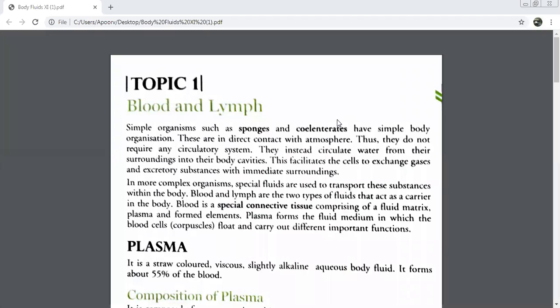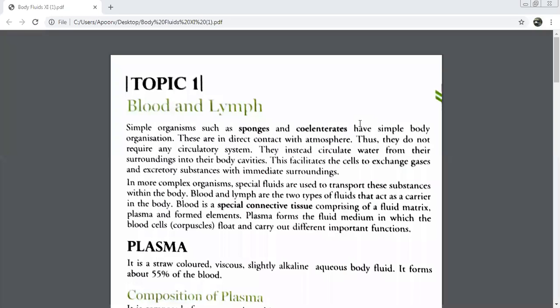Chapter 8 is Cell, the Unit of Life. Yes, ma'am. Okay. Chapter 9 is Biomolecules. No, ma'am. Chapter 10, Cell Cycle and Cell Division. Yes, ma'am. Transport in plants. Yes, ma'am. Mineral nutrition. Yes, ma'am. Photosynthesis in higher plants. Yes, ma'am.